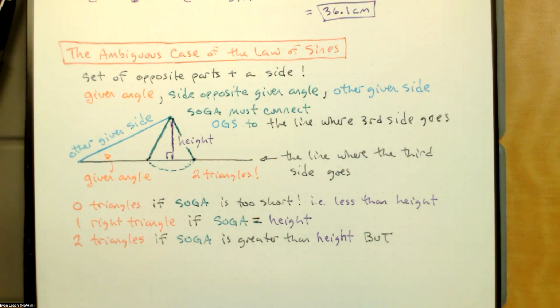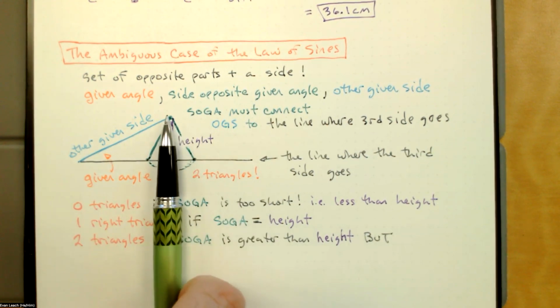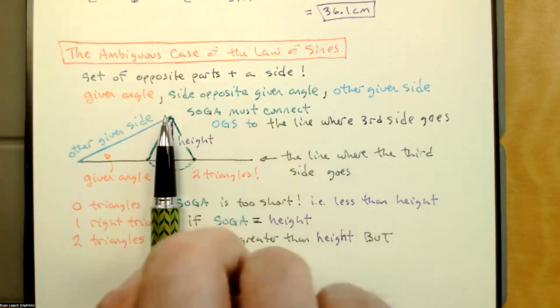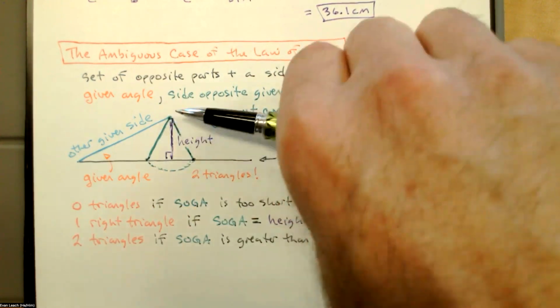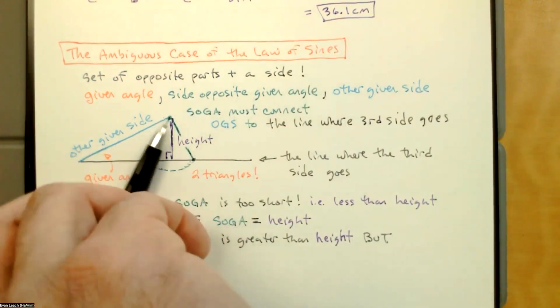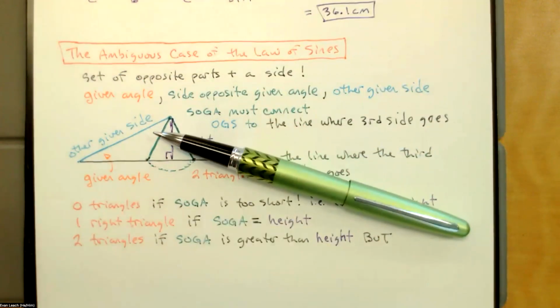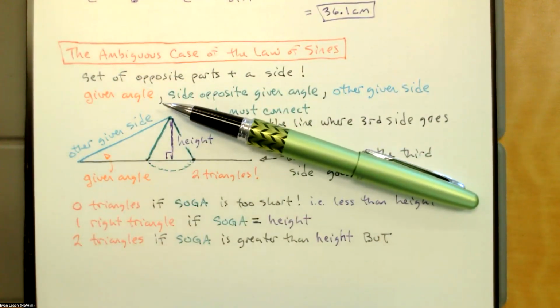If the side opposite the given angle is greater than the other given side, then I try to swing it, I can swing it over here and make one triangle, but if I try to swing it all the way over here, it just goes all the way around and lands back on that first triangle. It's too long to make a triangle go in the other direction.